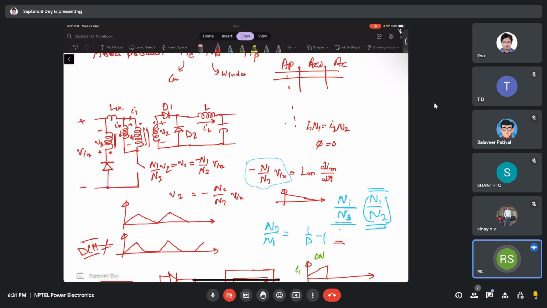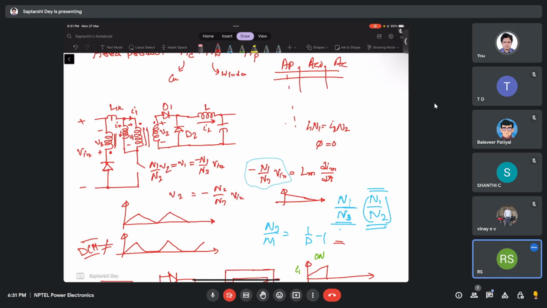Sir, I have a doubt with this leakage inductance. This leakage inductance is directly proportional to the permeability of the air around the core, because that is where the leakage flux flows.